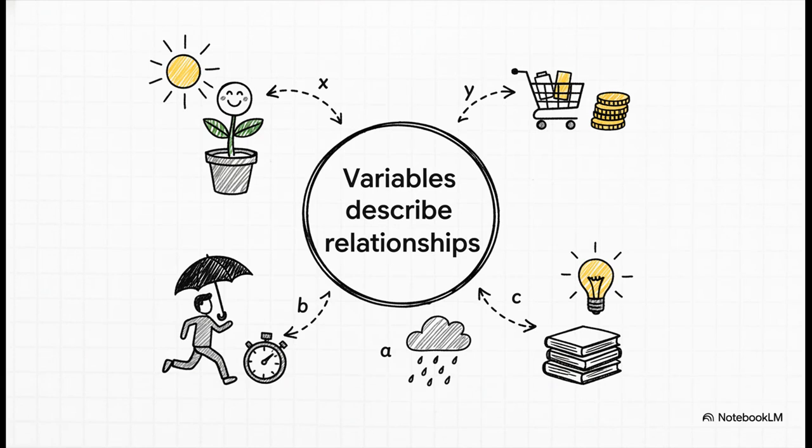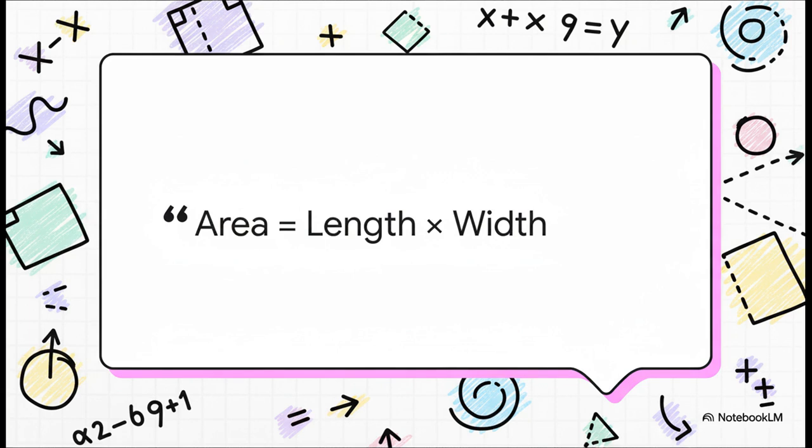And this isn't just some abstract, high-level math stuff. We use variables all the time to describe how the world around us works, a lot of times without even realizing it. I mean, think about finding the area of a rectangle. The formula is area equals length times width. We're using variables right there. L for length, W for width. That simple formula describes the relationship for every single rectangle in existence. It's a perfect everyday example of variables doing their thing.